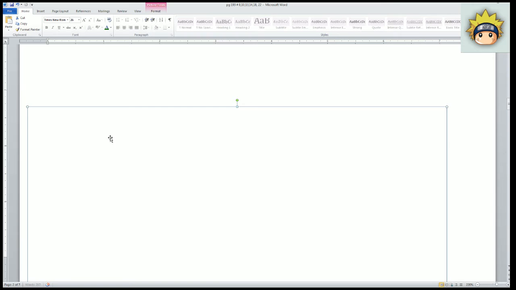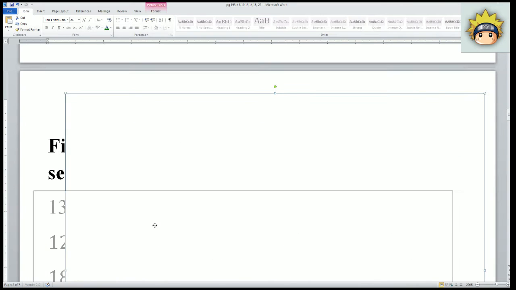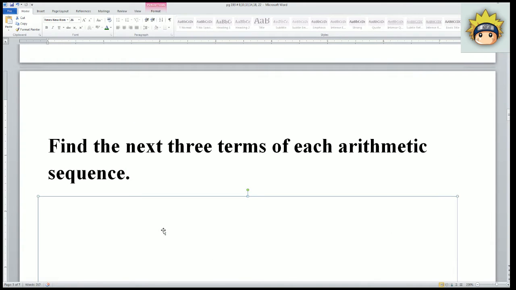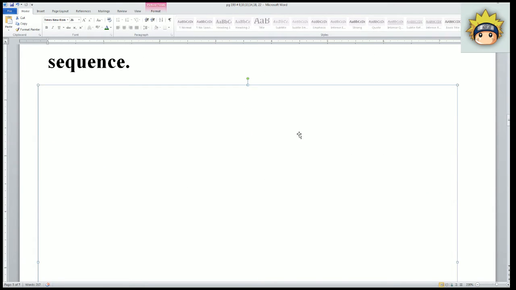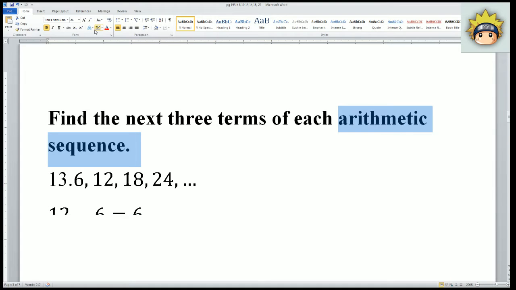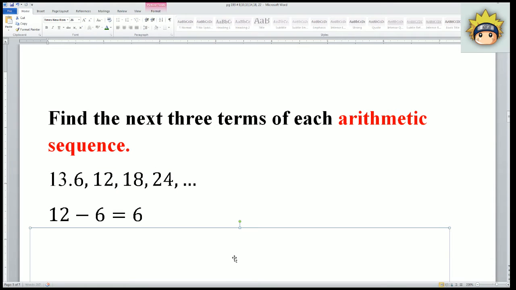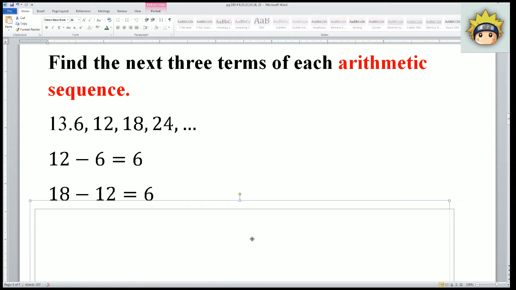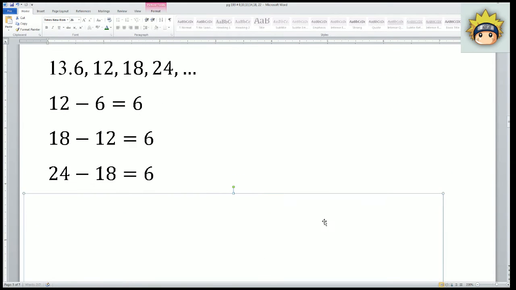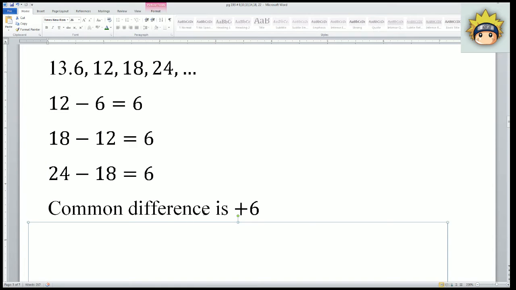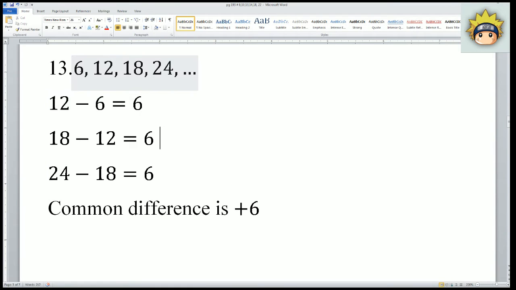Good. Next one. They say find the next 3 terms of each arithmetic sequence. All the sequences here will have a common difference because they are already arithmetic sequences. 12 minus 6 is 6. 18 minus 12 is 6. And 24 minus 18 is also 6. So the common difference here is I'm adding 6 to go from one element to the other.